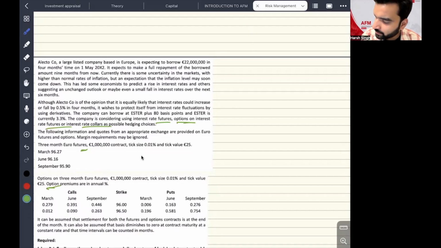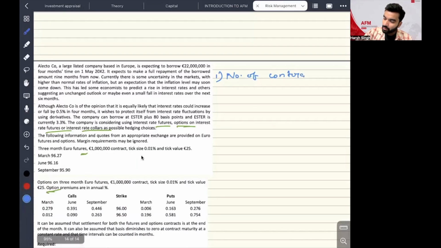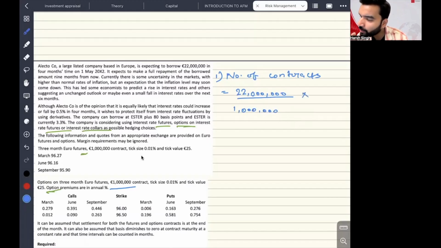Number one step. Should I pick a new color? Let's take a blue. Step number one: number of contracts. Keep an eye on the formula sheet. Whatever is the borrowing amount, 22 million, divided by contract size. Beta future contract size is given over here, 1 million, 1,000,000, multiplied by number of months. Beta for how many months am I taking the loan?